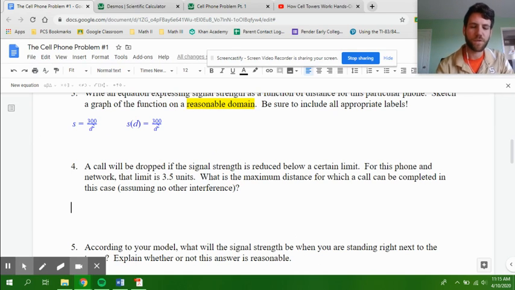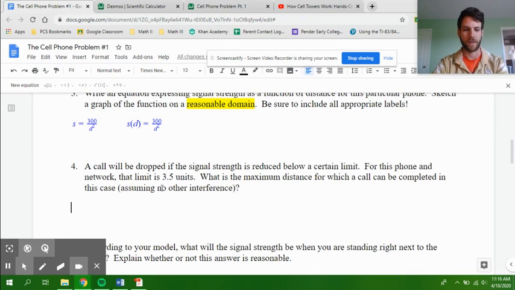We are now on number 4 on this assignment. Number 4 states the call will be dropped if the signal strength is getting below a certain limit, being 3.5 units in this case. And we want to figure out the maximum distance for which a call can be completed, assuming no other variables or interference otherwise. So the first way we can do it is algebraically.